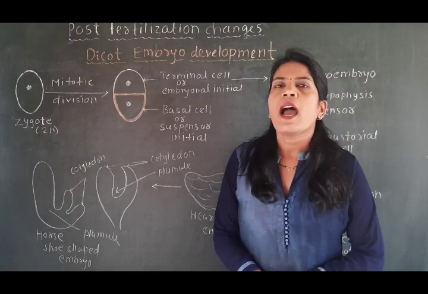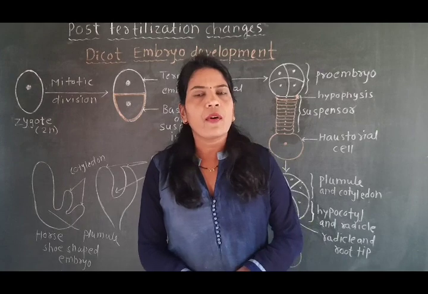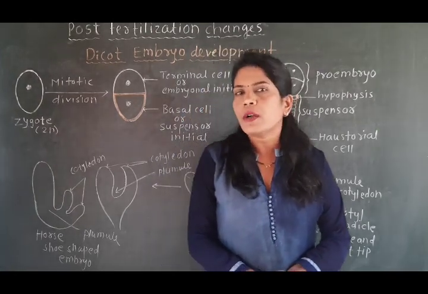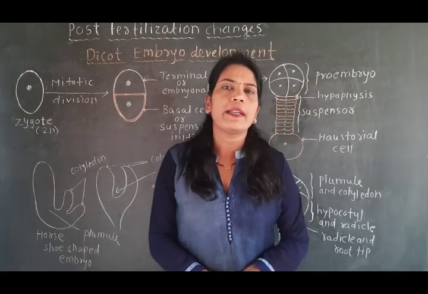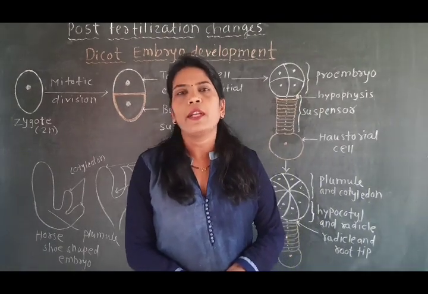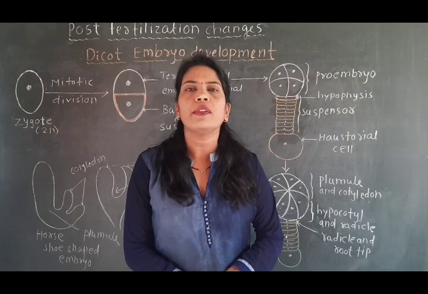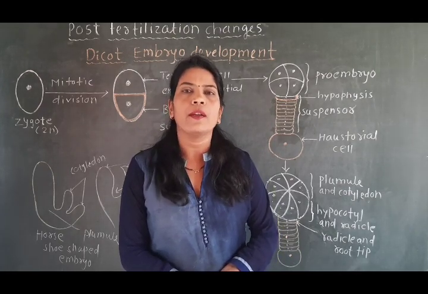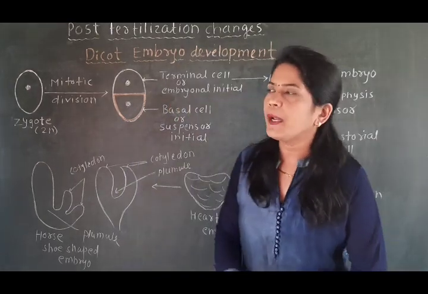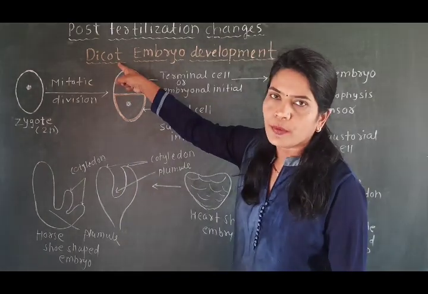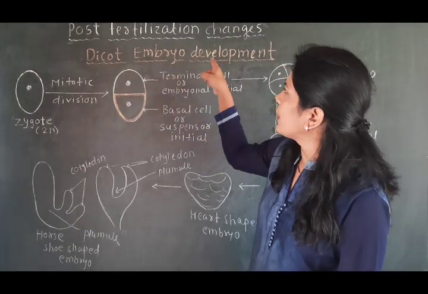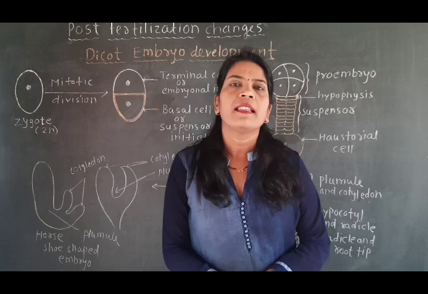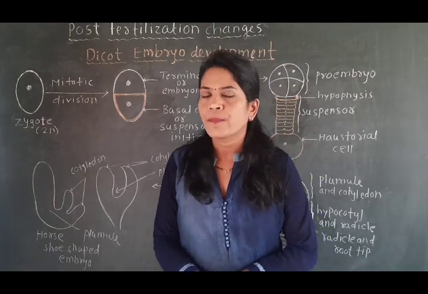These embryos are of two types, dicot embryo and monocot embryo. As we know, when one cotyledon is present in the embryo, we call it a monocot embryo. When two cotyledons are present in the embryo, we call it a dicot embryo. So, in the embryo development, we will see first the development of the dicot embryo. This is one of the important post-fertilization changes that we are going to discuss now.